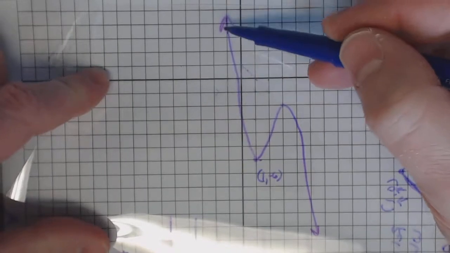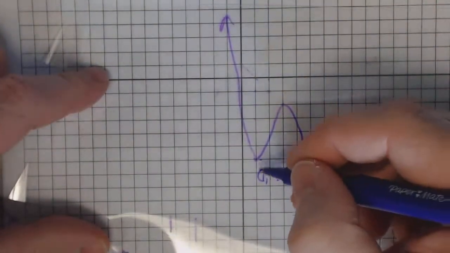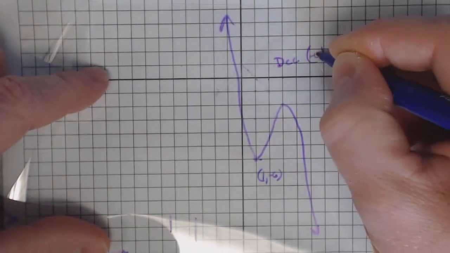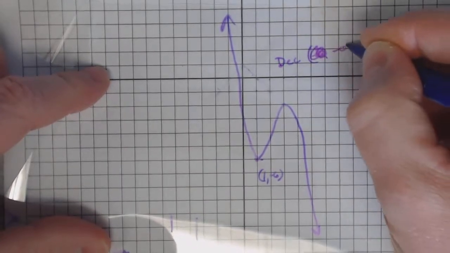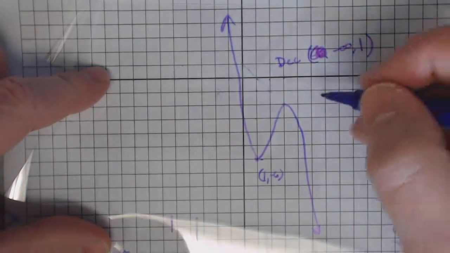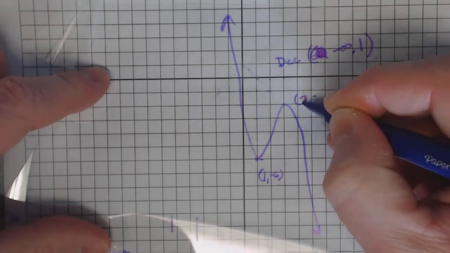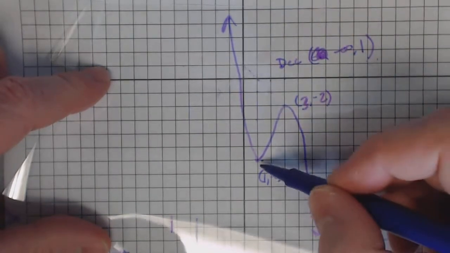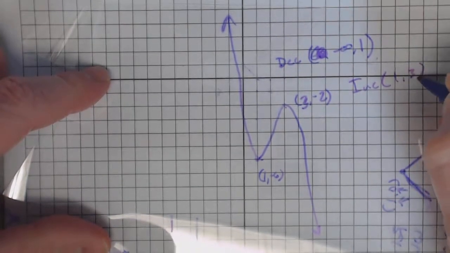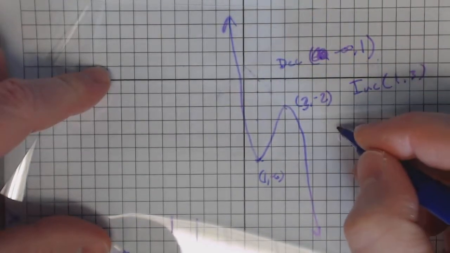So this graph is decreasing from negative infinity to 1. Then it's increasing from 1 to 3, and it's decreasing again from 3 to positive infinity.